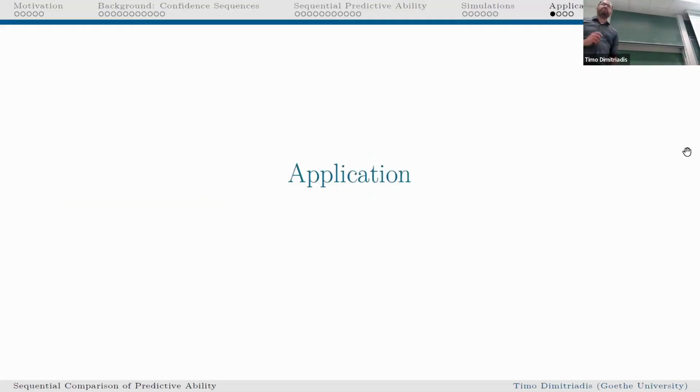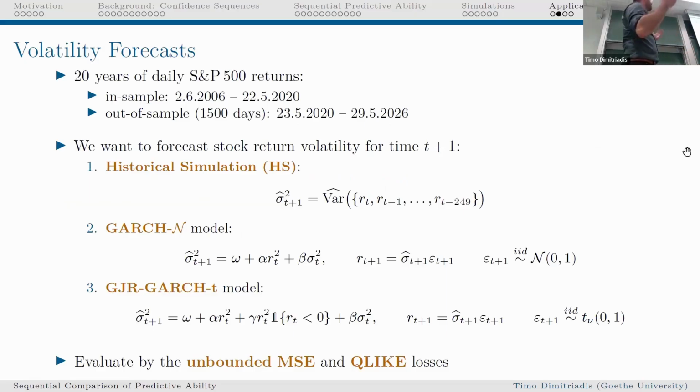Now, very quickly, a short application. I have to admit that this is very early work in progress, so I put together a short application last week. I looked at 20 years of S&P 500 returns and used the last 1,500 days for forecast evaluation. Three methods: historical simulation, a Gaussian normal model, and a GTL Gauss-t model, and we evaluate by MSE and QLIKE loss, another famous loss from volatility forecast evaluation.